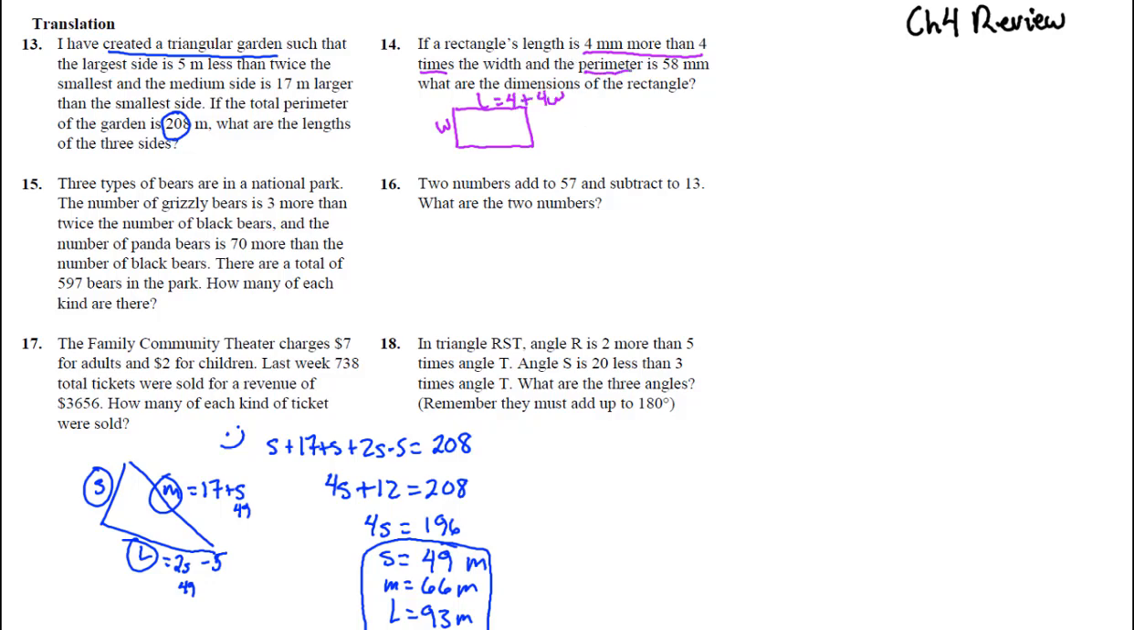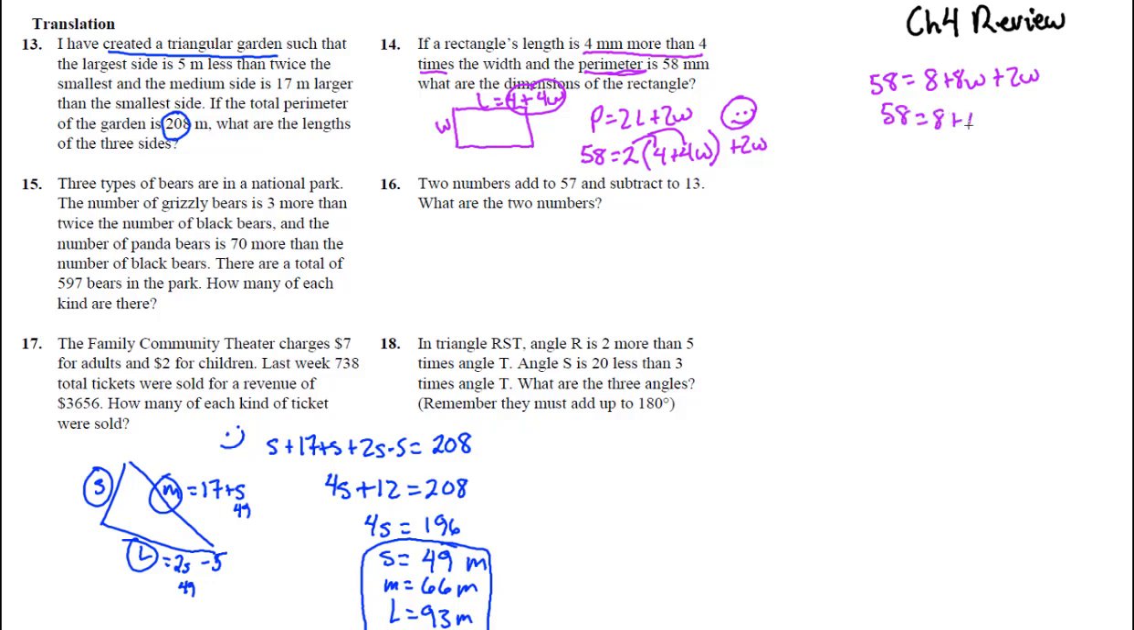And the perimeter, now what's the formula for perimeter? Perimeter is 2L plus 2W. So when we stick in this length, 58 goes in for perimeter, so we have 58 equals the length, which is 4 plus 4W, plus 2W. We have an equation. So let's write it out over here. 58 equals 8 plus 8W plus that 2W there, and we get 58 equals 8 plus 10W.